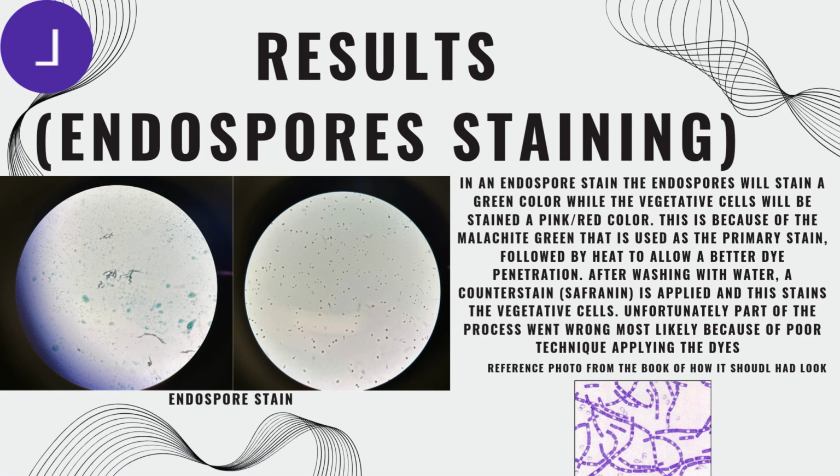For our last set of results, we had the endospore staining, which is mainly done to detect the dormant endospores in bacteria. In an endospore staining, the endospore will stay in green color while the vegetative cell will stain in pink/red color. This is because of the stain that we use, methylene green, which is the primary stain, followed by heated penetration, and then the counterstain, safranin, and that gives the stain its color.